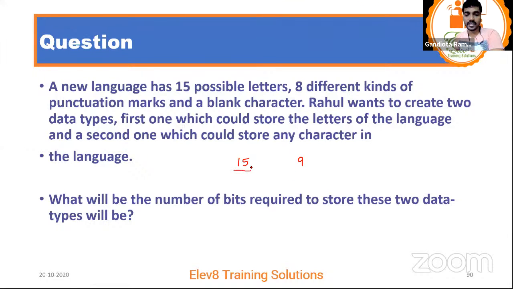So we have only 15, right? 15 means if you take 2 power 4, it has 16 possible values, and maximum value is 15. So for the first question, 4 bits ma. And if you want to store any character, 15 plus 9 is 24, and 24 means the maximum value is 15 bits. 15 bits ma.